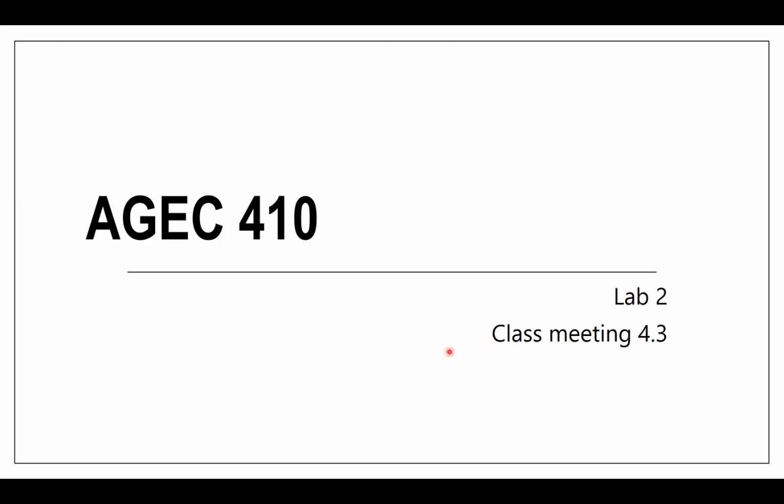Okay, welcome to Lab 2 for Ag Policy, Ag Econ 410. We're in the fourth week of the semester, so third class meeting. But really we're in the second of a series of 3 labs focused on empirical or quantitative evaluation of policies. We're using spreadsheets to look at some policy aspects.